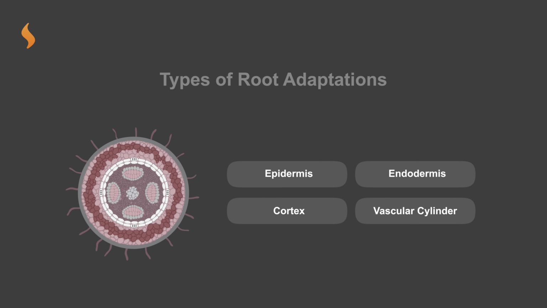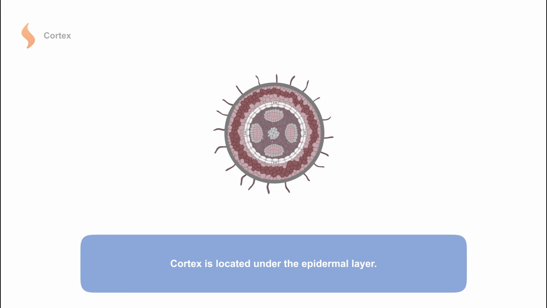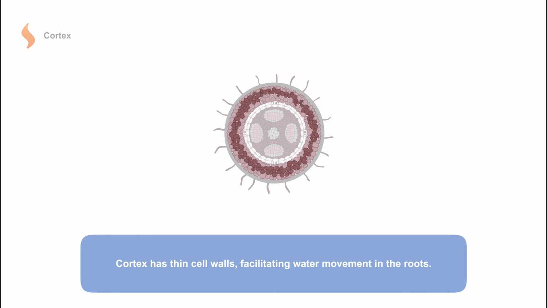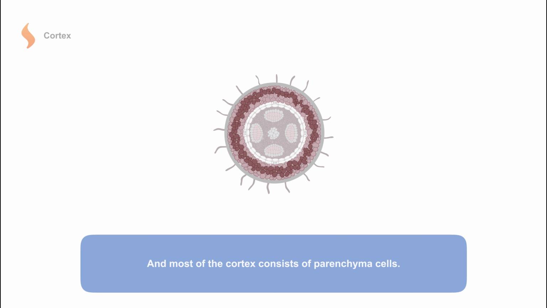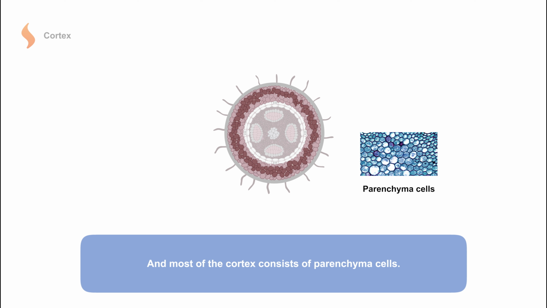The second type of root adaptation is cortex. Cortex is located under the epidermal layer. Cortex has thin cell walls, facilitating water movement in the roots. The cells in cortex are loosely arranged to facilitate gaseous exchange. And most of the cortex consists of parenchyma cells.